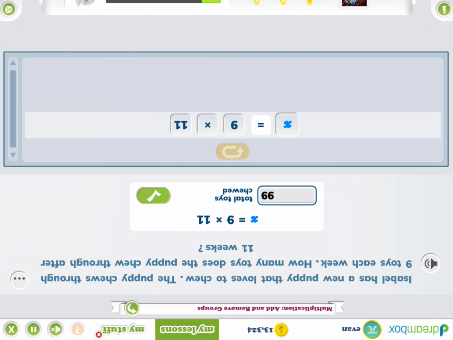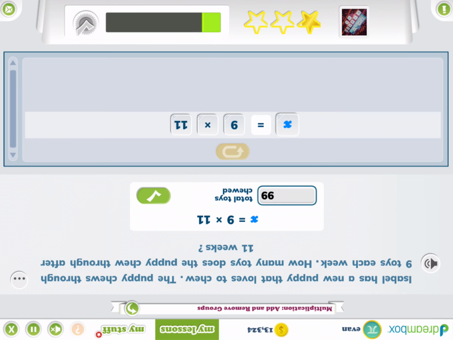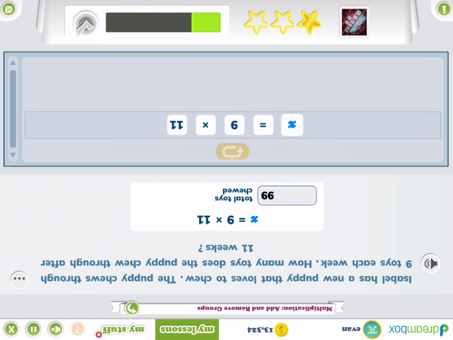Good job! The puppy chewed 99 total toys.